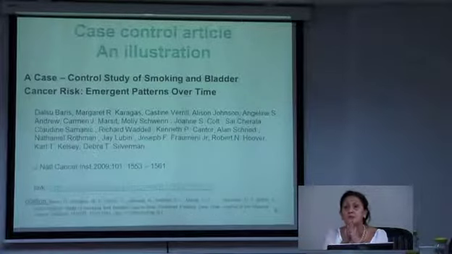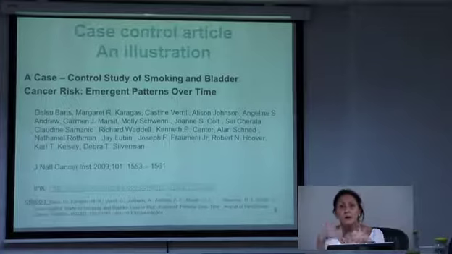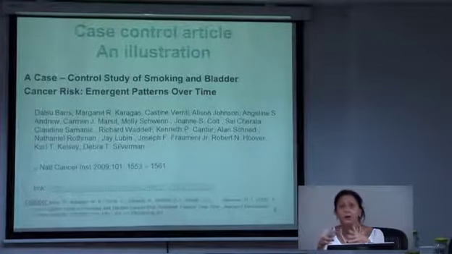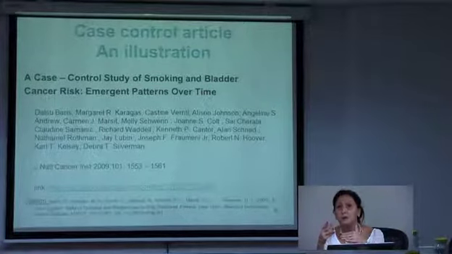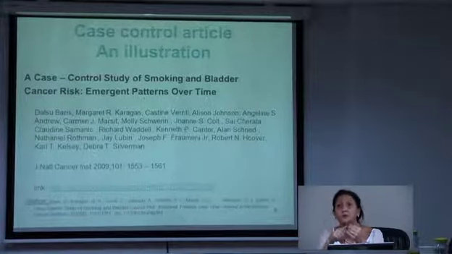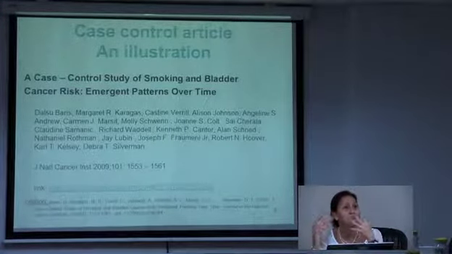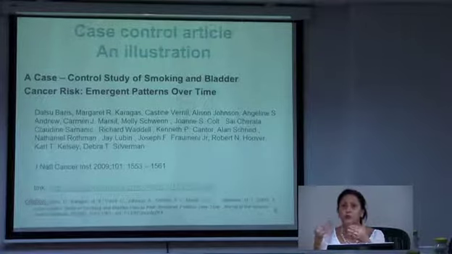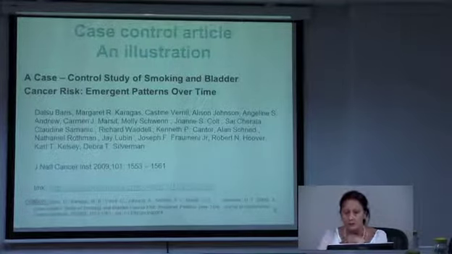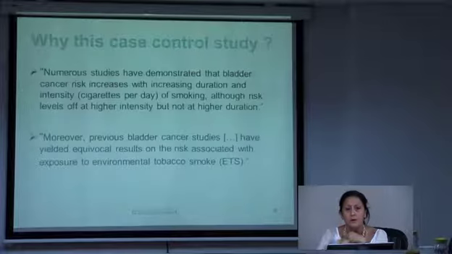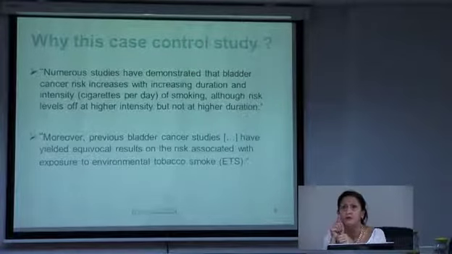So this is an illustration. What I'm going to do is, as I'm going through the concept, I'm always going to refer to an article, which is case control study of smoking and bladder cancer risk: emergent pattern over time. So to illustrate the concept, we will see how in the article they approach every single concept I'm presenting, okay? So why this particular case control study?